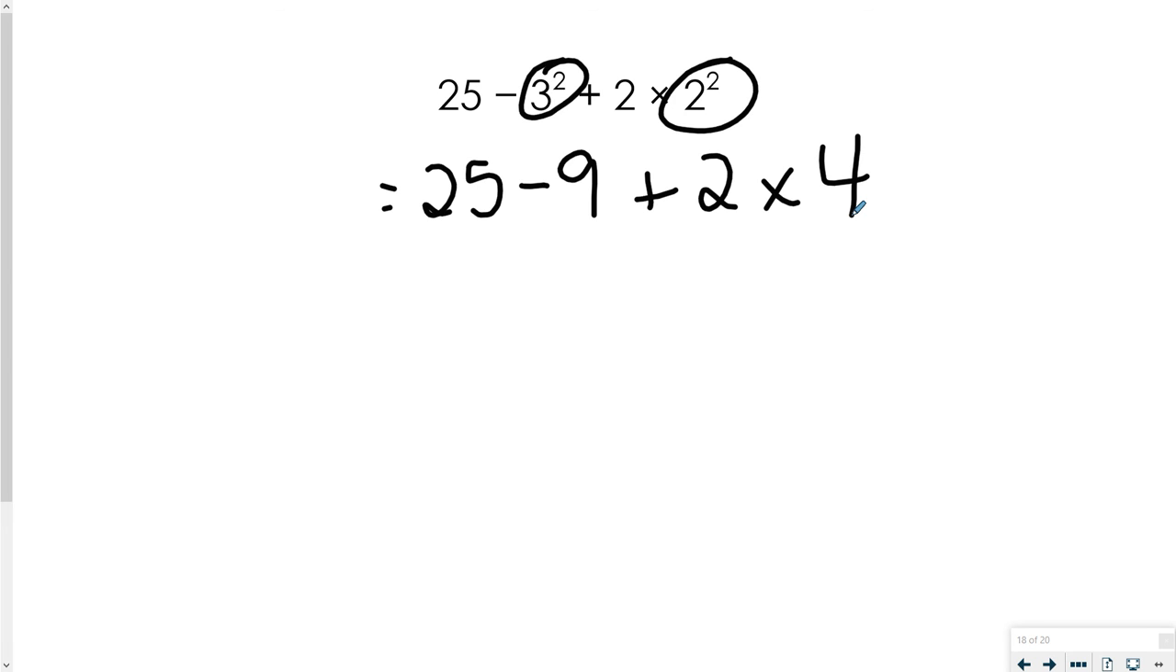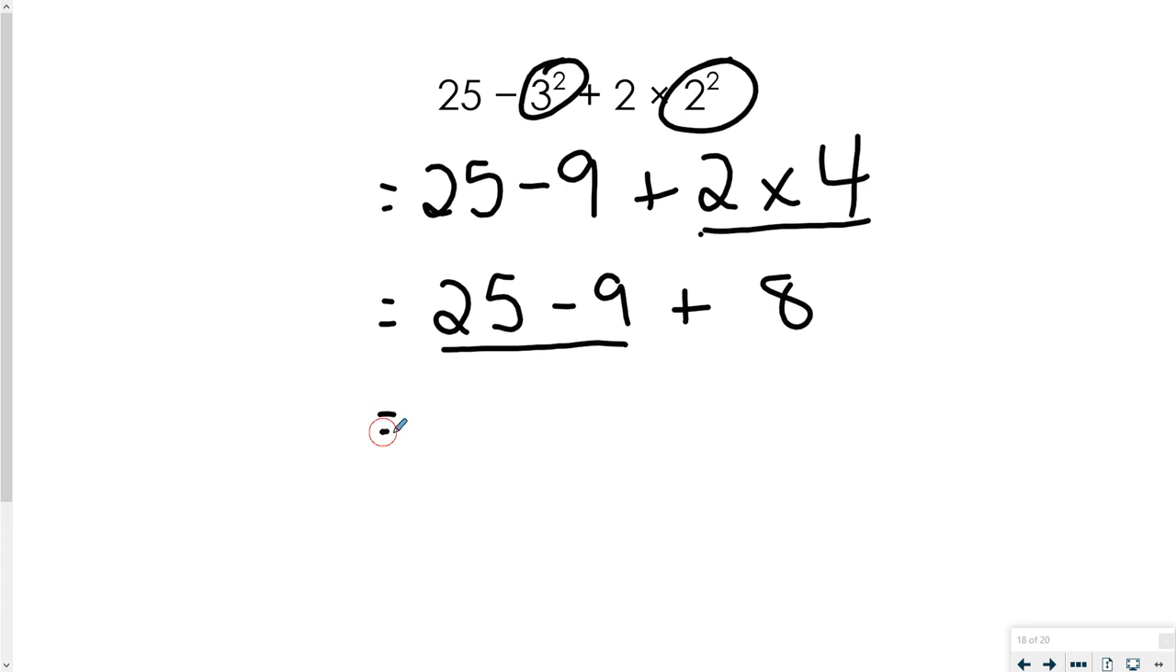Order of operations says multiplication is what I do next. Then there's no more multiplication or division, so now I do adding and subtracting. Subtracting is what I hit first. So I get 16 plus 8, 24. Okay?